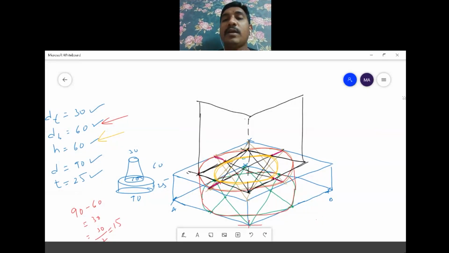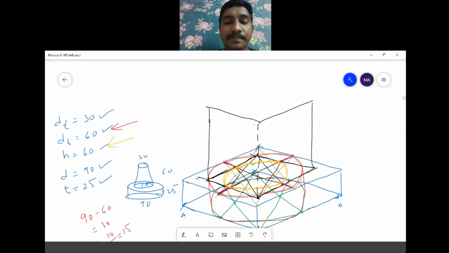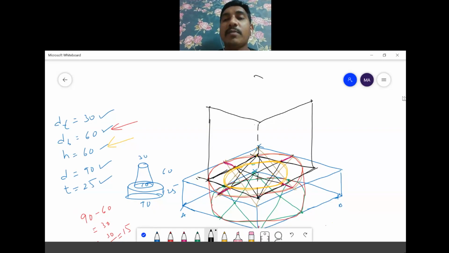From here I'm drawing an arc with 60 mm. From this side I'm cutting 60 here. From this side I'm cutting this arc with 60. I'll form a square with 60.